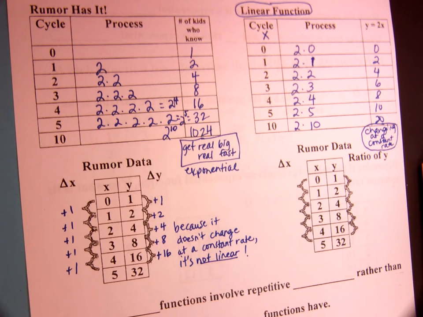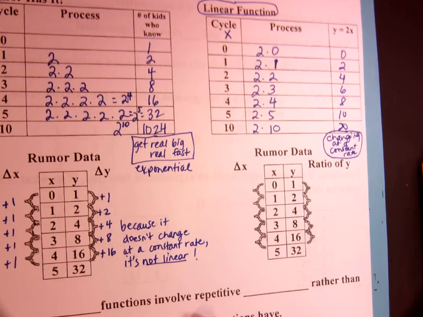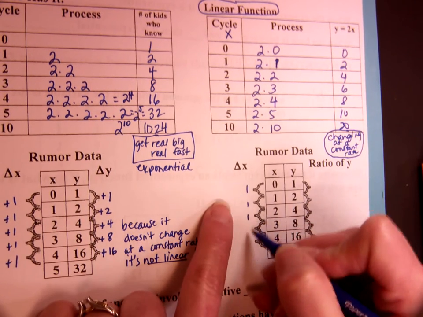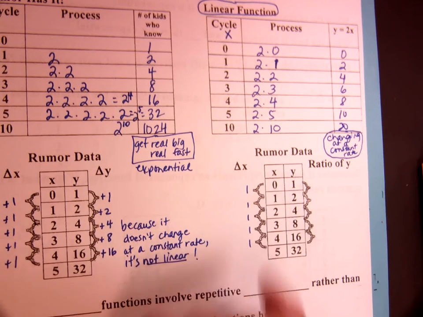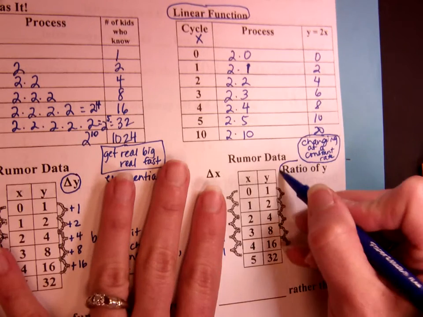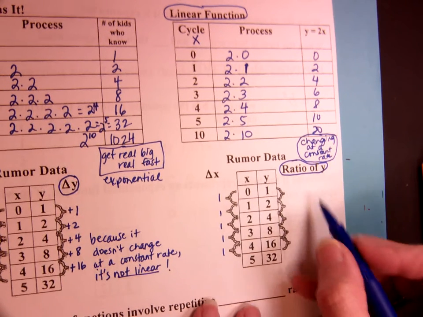So we want to figure out how we could tell if a table was exponential. And so let's take a look at how we're going to do that. This time we're still going to figure out what the change in x is going to be. It's a 1, just like the other one. But on the other side, instead of doing the change in y, we're going to do the ratio of y. Can anybody tell me what a ratio is? Parts of a whole. And so the common way that we show a part over whole is what? A fraction. Okay?